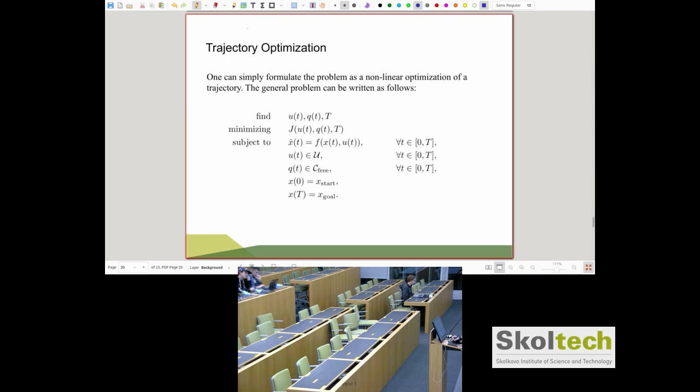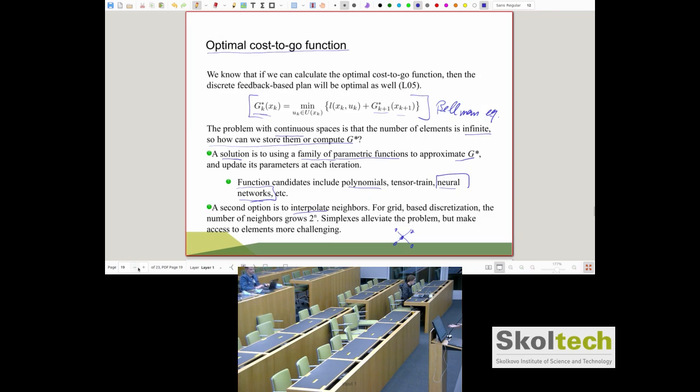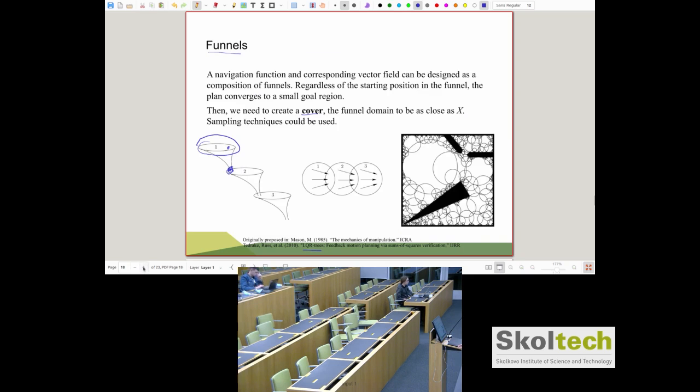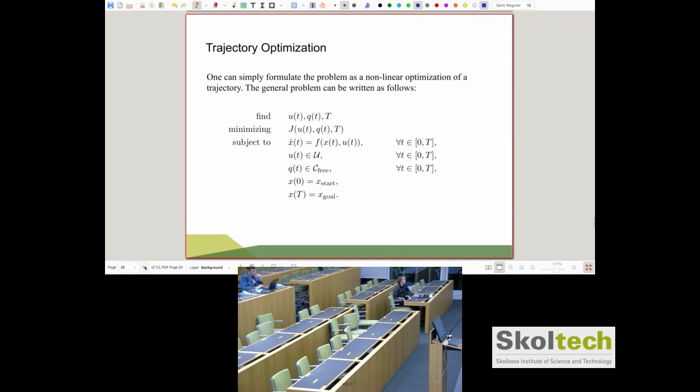Okay, let's do a little change of topic now. I have discussed how we can make it work, how we can calculate feedback-based plans on continuous state spaces. This is great. We have found some guarantees. At the end, we have discussed some of them that look very powerful, like optimal cost-to-go, so we can even have optimality here on continuous spaces, funnels, potential fields also. This is a different kind of paradigm.